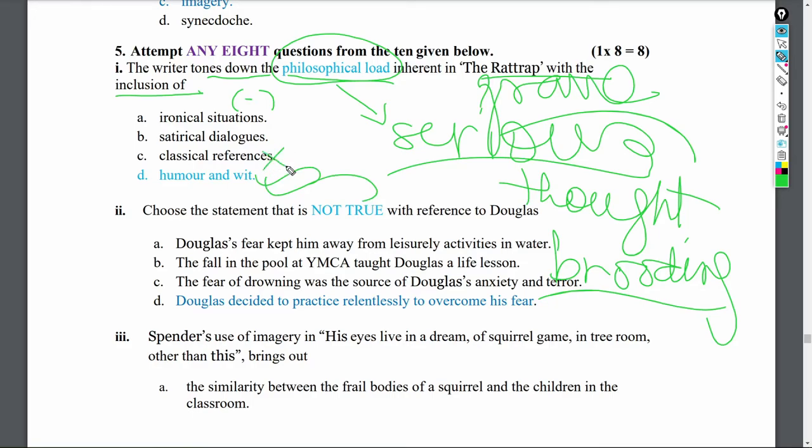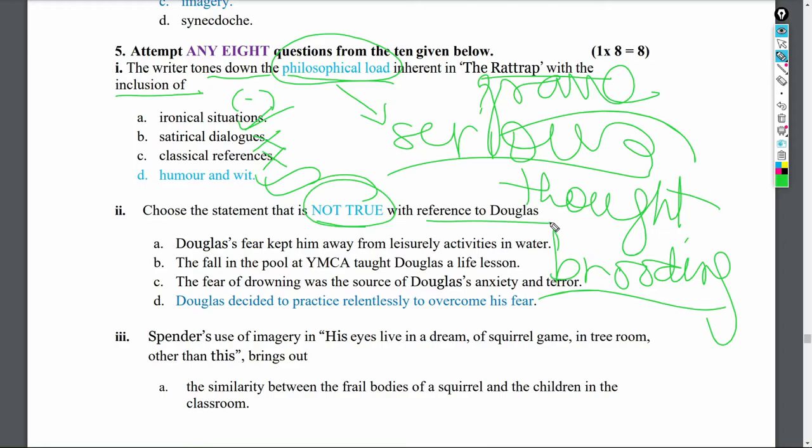Not the classical reference, there is no classical reference here. Satirical dialogue also is not there. Ironical situation, of course, it is there, but that is not the one that the writer intended. Let us see. Choose the statement that is not correct or true, not true with reference to Douglas.